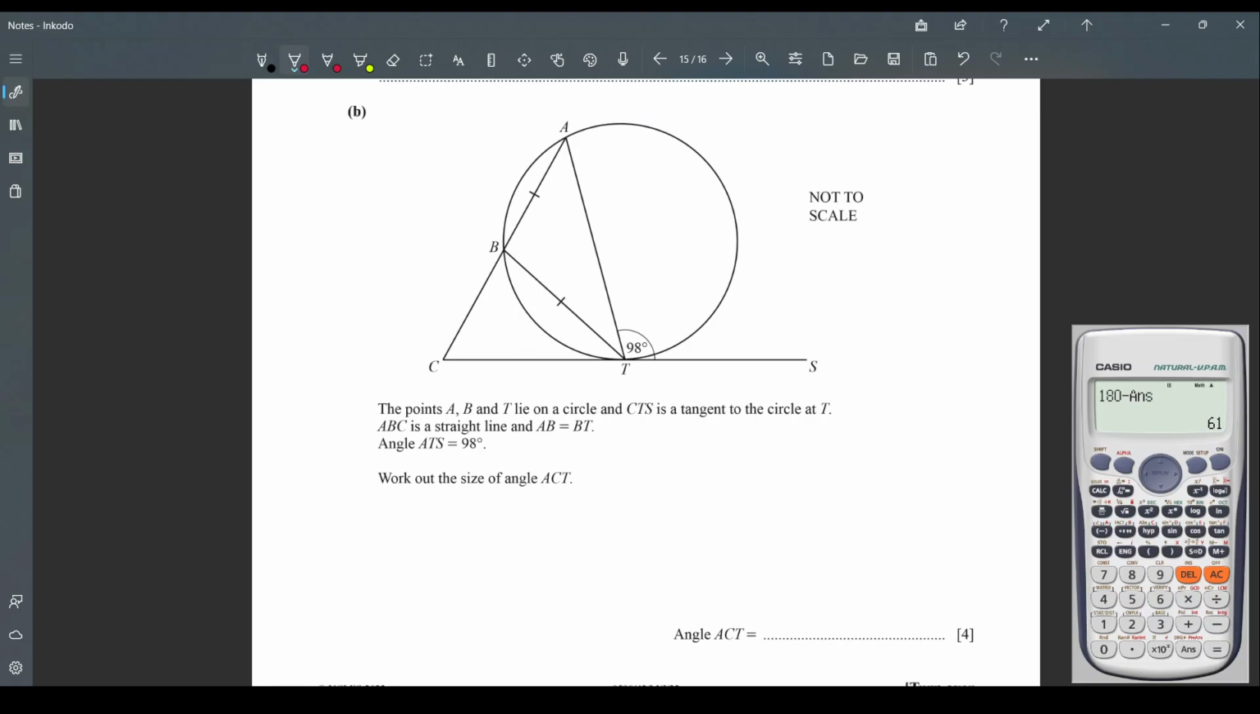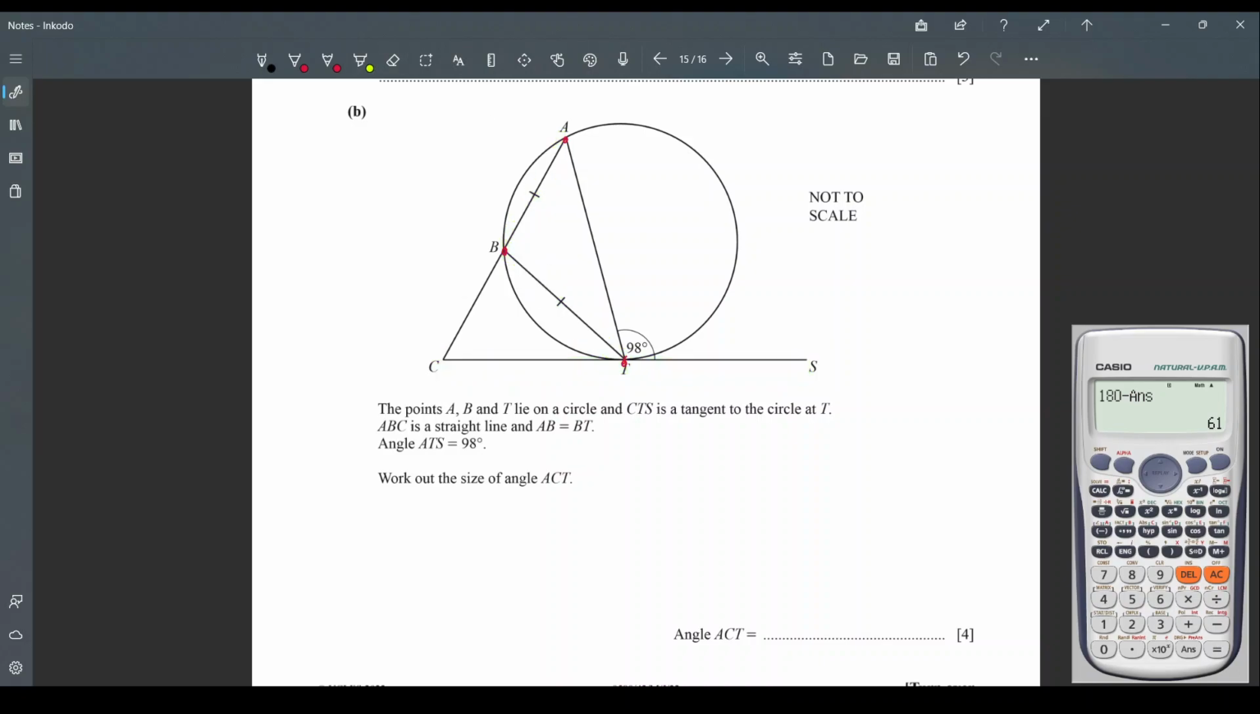So question number 2, B part. Point A, B, T lies on circle. So point A, B and T is lying on the circle, and CTS is a tangent. This line is a tangent line to the circle at T. ABC is a straight line, and AB and BT is equal to each other. So they both are also equal to each other.